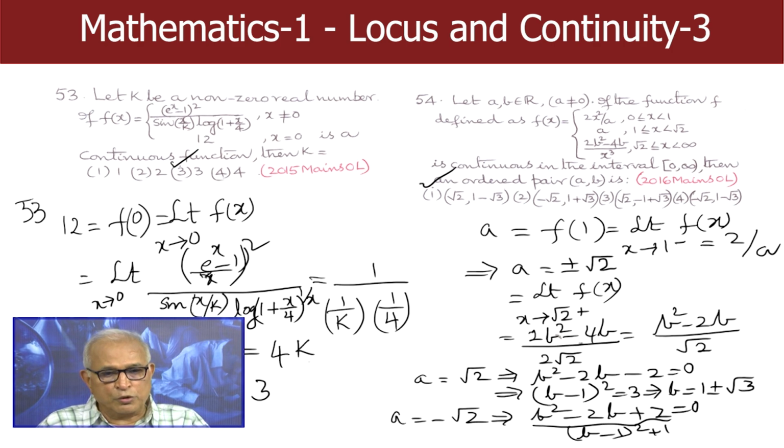But for a equal to √2, you have two choices for b. One is 1 plus √3, and there is 1 minus √3. So there are exactly two ordered pairs a comma b for which the hypothesis holds. That is √2, 1 plus √3 is one choice, √2, 1 minus √3 is the other choice.